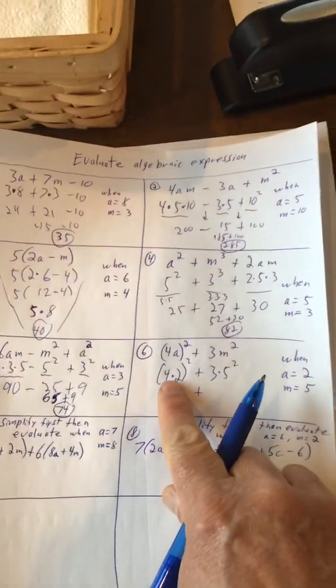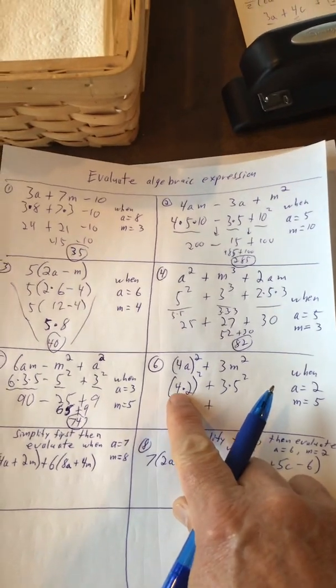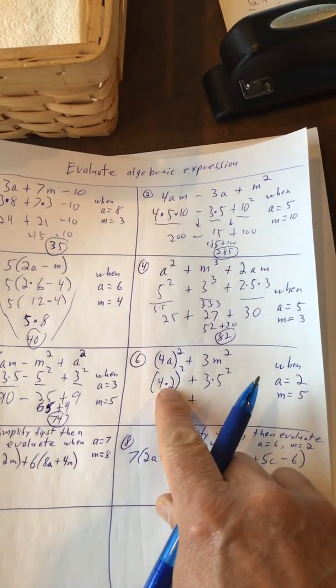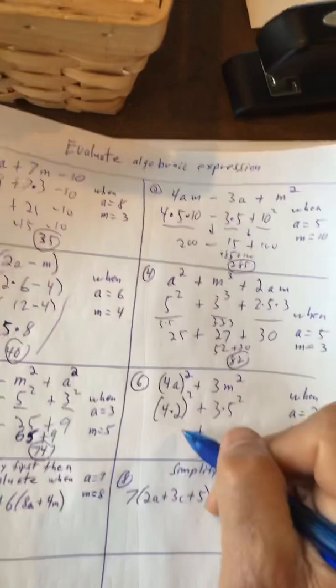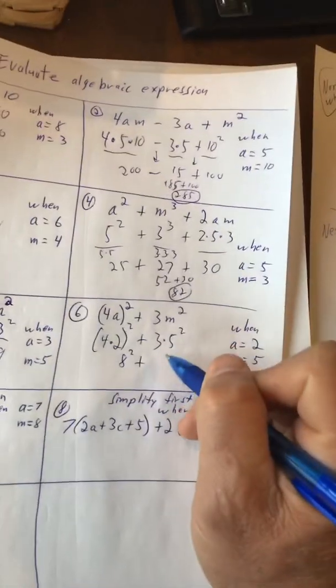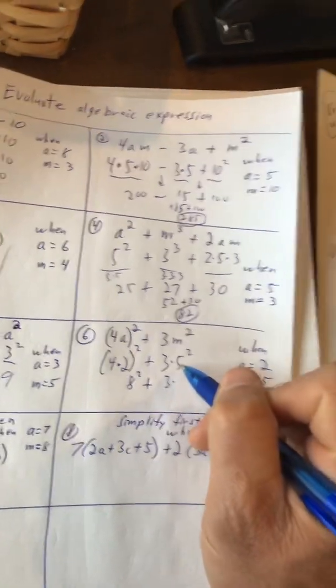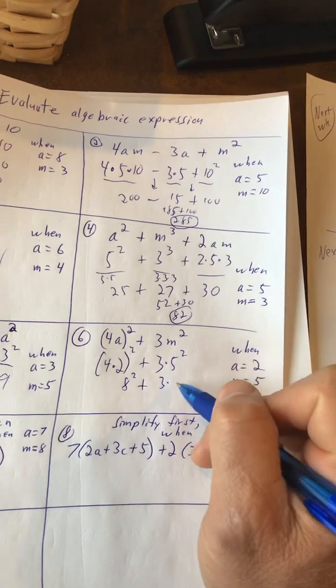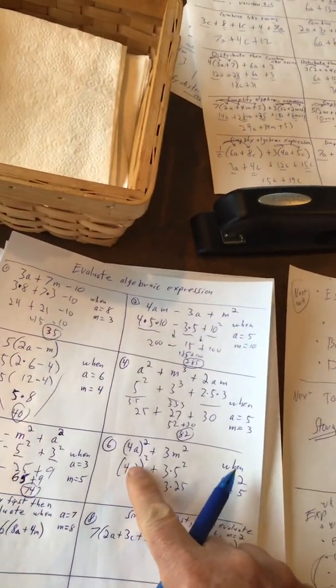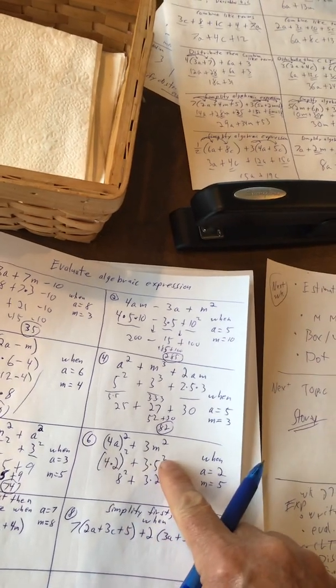So on this one, you have to go 4 times 2 first. 4 times 2 is 8. And you get 8 squared. And over here, this is 3 times 5 times 5 is 25. So here you have to do your parentheses first, and here you have to do your power first.